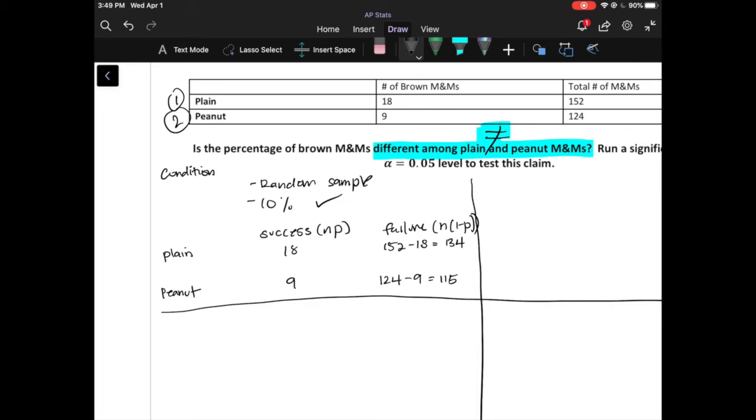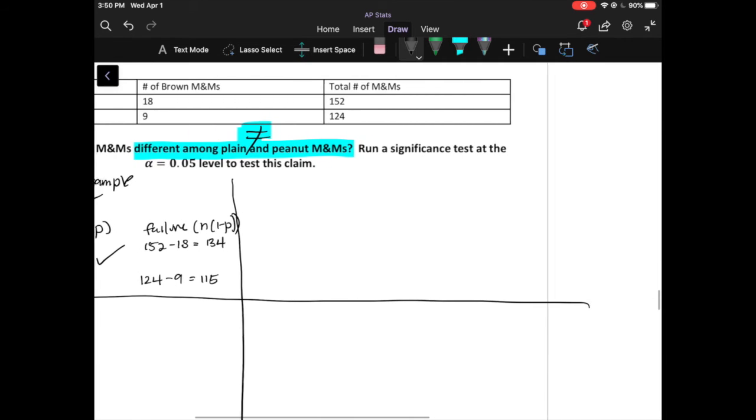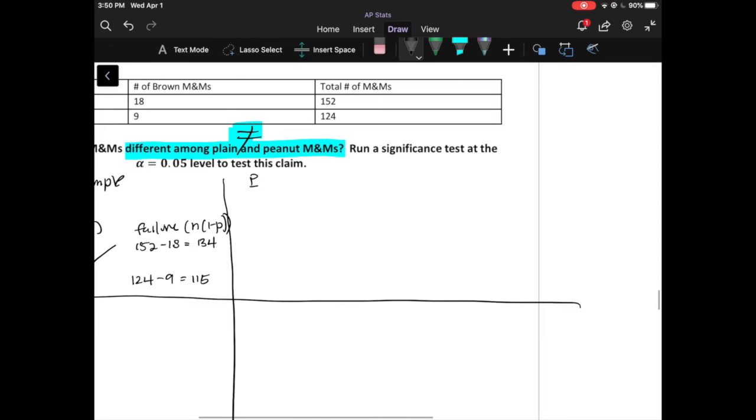Now, we need to check that all of these are greater than 10. And most of them are, except for the 9. It's not 10, but it's close enough. So I'm going to say that it's normal. Okay. Next, parameters.